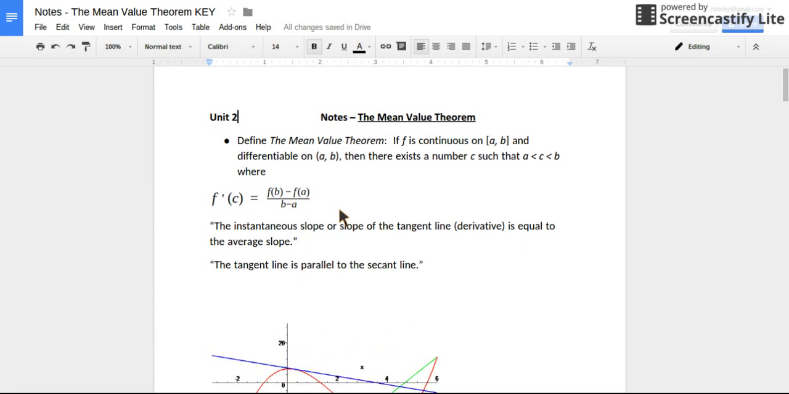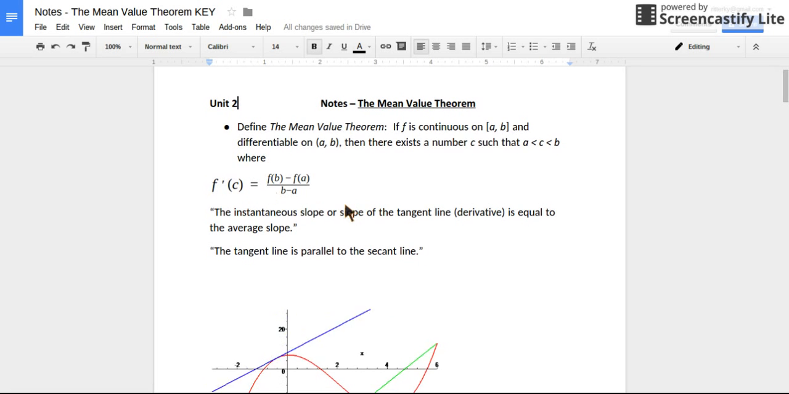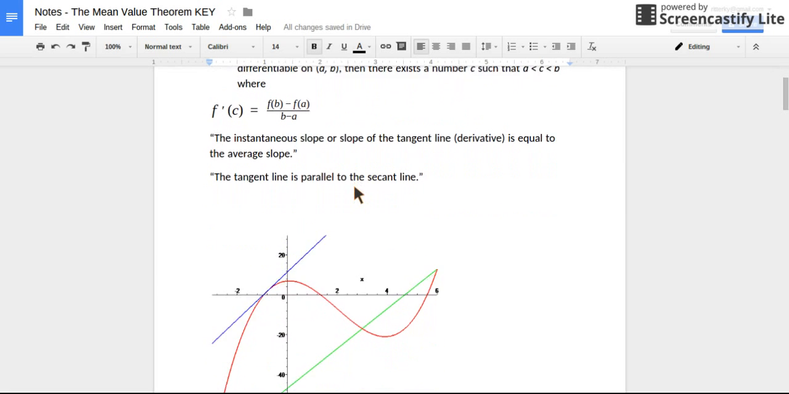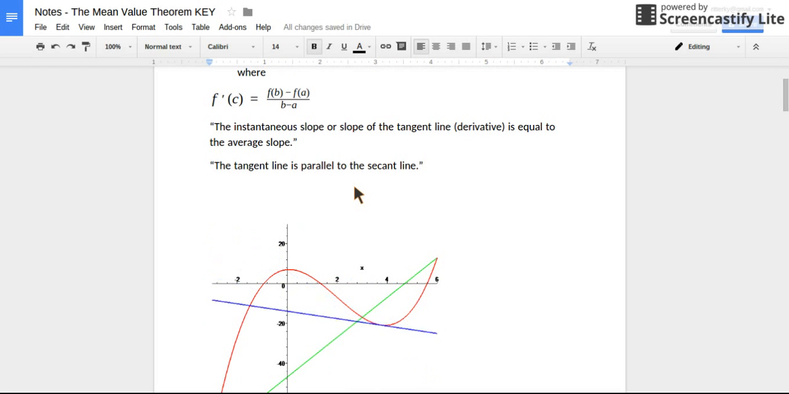There's a lot of ways we could say that. We could say that the instantaneous slope is equal to the average slope, or the slope of the tangent line is equal to the slope of the secant line, or that the tangent line is somewhere parallel to the secant line. There's lots of different ways we can talk about this equation. But the idea is that on a function in between a specific interval, there has to be some point where the average slope is equal to the instantaneous slope.